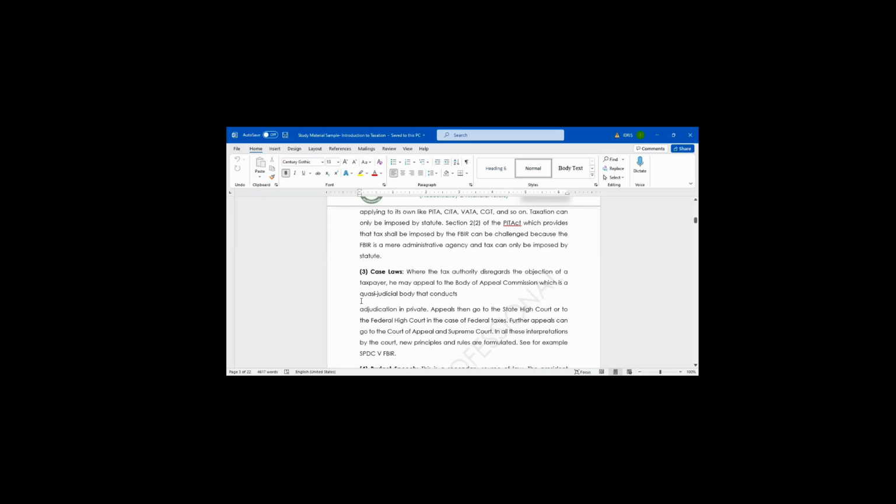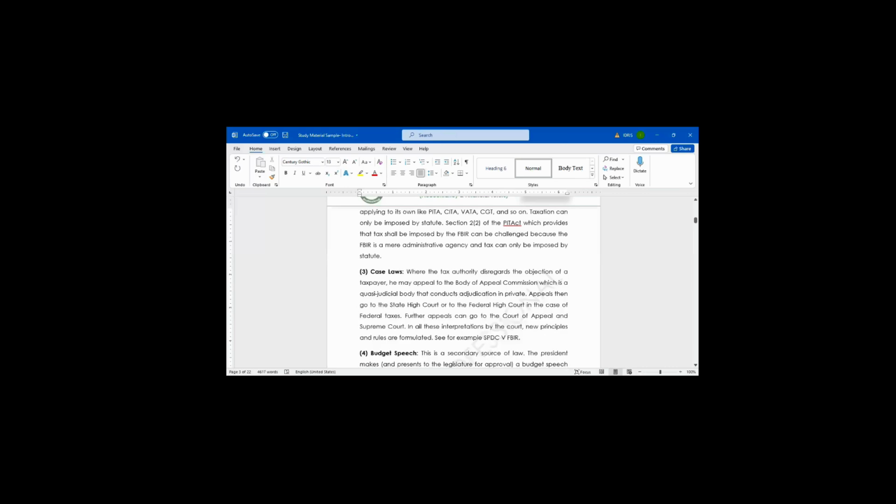Example of case law: Shell Petroleum Development Company versus FRS. It's a case law. When Shell Petroleum Development Company took FRS to court, at the end of the day, when they made the final judgment, some other upstream petroleum companies used it as a point of reference, as a judicial precedent, because it has become a law.